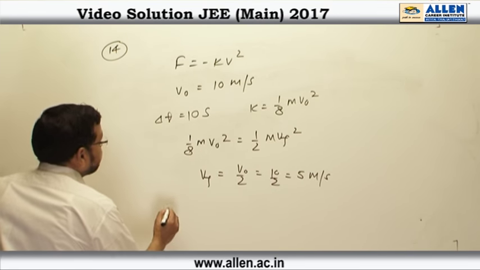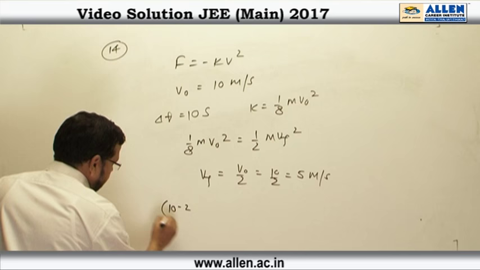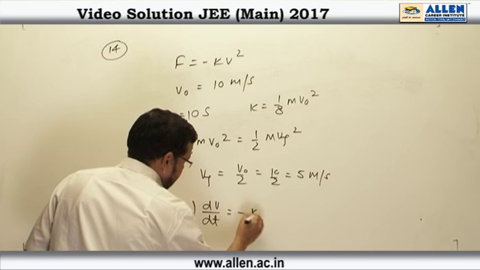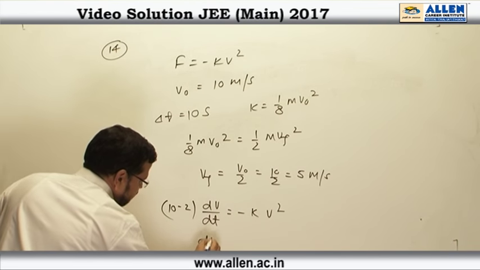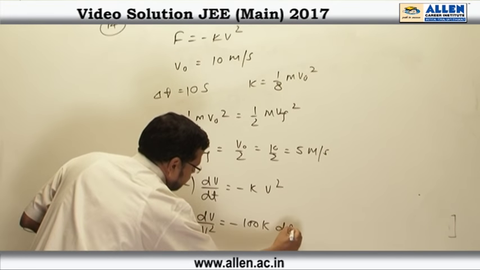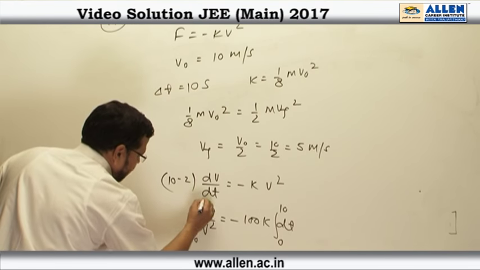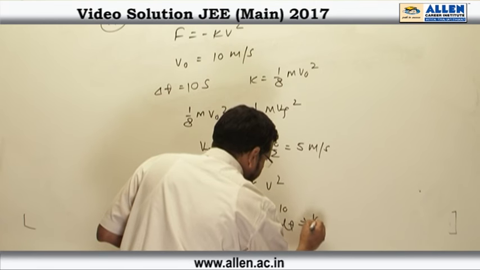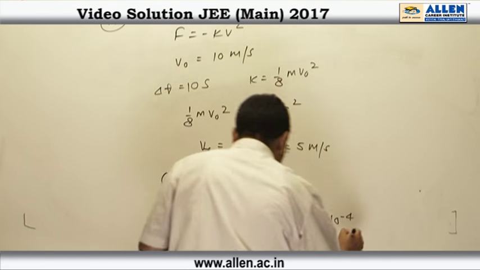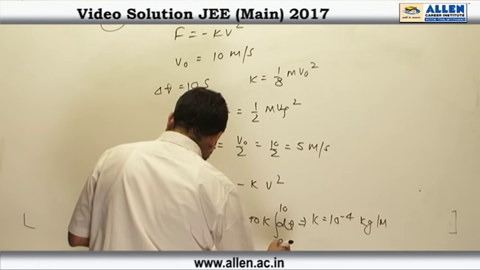So, we will use the equation. The mass of the particle is given to be 10 raised to power minus 2, so 10 raised to power minus 2 dV by dt is equal to minus k into V square. dV by V square is equal to minus 100 k into dt. Just integrate it from 0 to 10 in time, and from 10 to 5 in speed, and from here we will get the value of k to be equal to 10 raised to power minus 4 kg per meter. So, the correct answer is answer number 1.